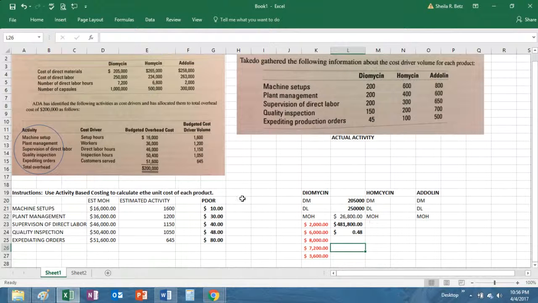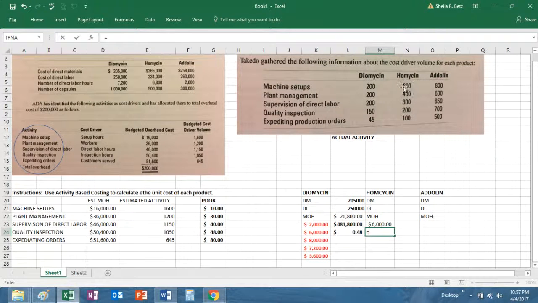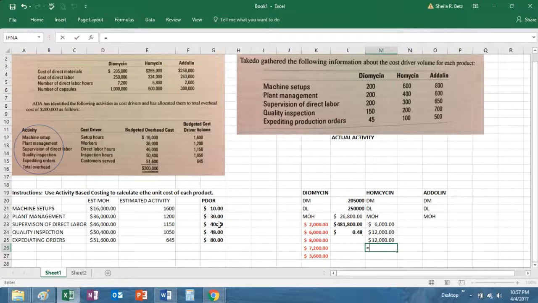So the nice thing is, once you have the PDOR rates down, nothing changes. So when you're doing the homicide, how much overhead we need, we're going to use the same rates, but now we're just going to times it by the activity for homicide. So $30 we have per worker, and they had 400 workers. $40 per direct labor hour, and they had 300 hours.